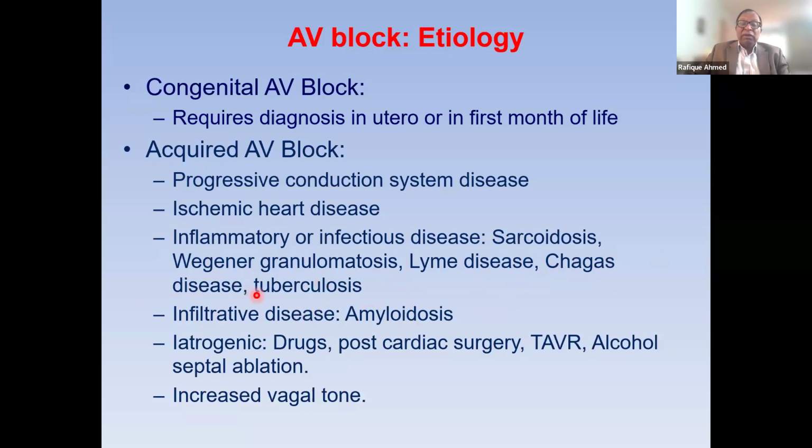Tuberculosis can cause disease. It is rare. And then infiltrative disease, amyloidosis, can be a cause. Iatrogenic, the commonest cause now is actually TAVR. So if we do TAVR, about 10 to 14% of patients develop heart block, and they end up needing a pacemaker. Of course, alcohol septal ablation for hypertrophic cardiomyopathy, and post-cardiac surgery, especially aortic valve replacement. The reason it happens is that when they switch the aortic valve, they can damage the conduction. It's very close to where the fibrous membrane is.